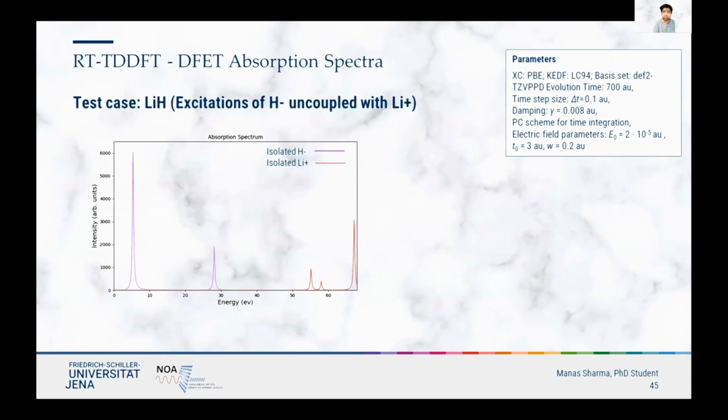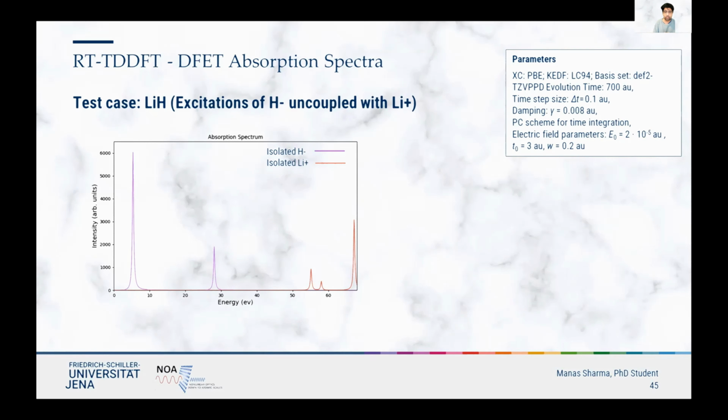And then I have also coupled the DFT implementation with rt-tddft, where now I will show you the performance of the various embedding potentials and also the effect of the supermolecular or monomolecular bases. So here we consider the LiH molecule with the two subsystems H negative and Li plus.